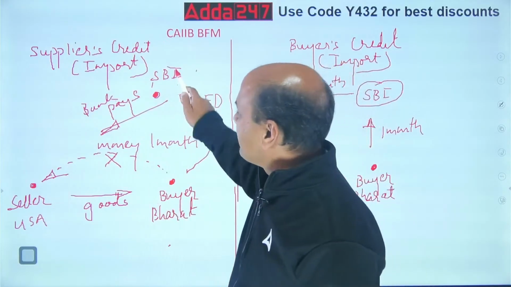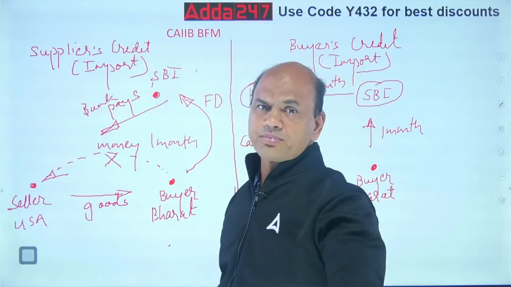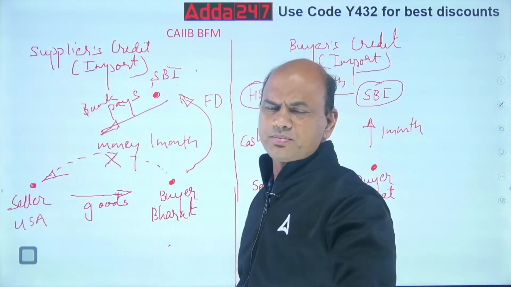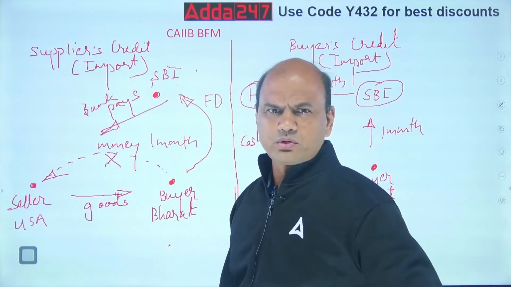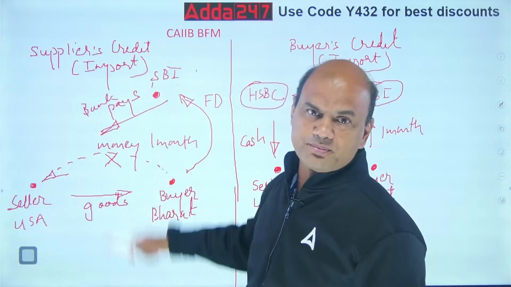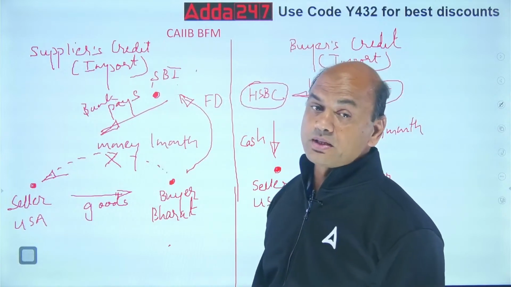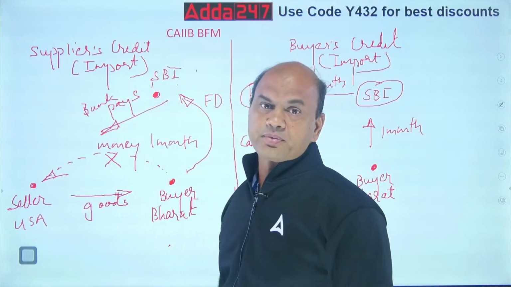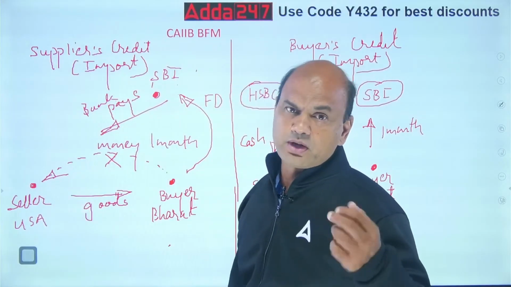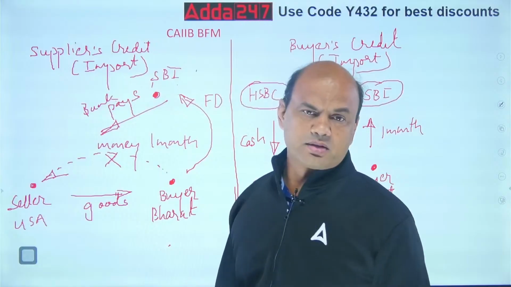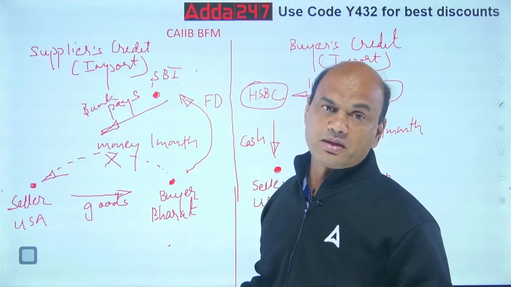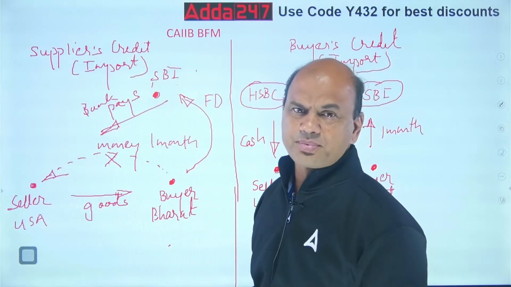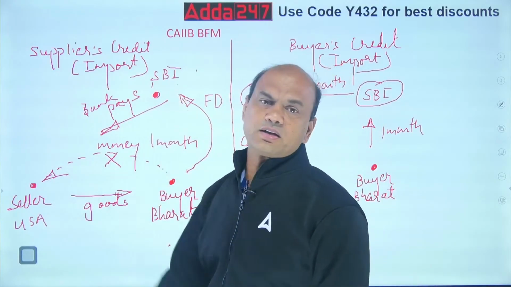So here SBI will say that, see, don't worry. After 3 months, I will pay. Don't look at him. You just send the goods to him, I will pay. What does this mean now? This seller has got an assurance now from the bank that if I do this, I'll definitely get the payment, because this big bank is giving me in writing. It's in documentation. So that is known as supplier's credit.